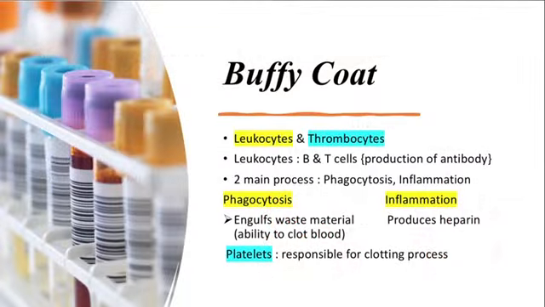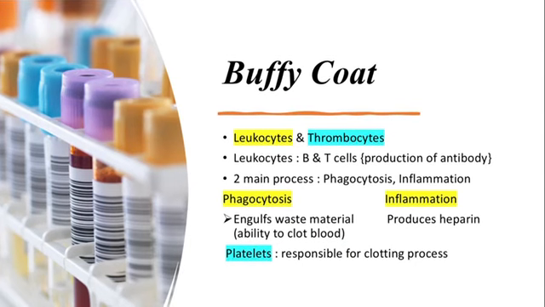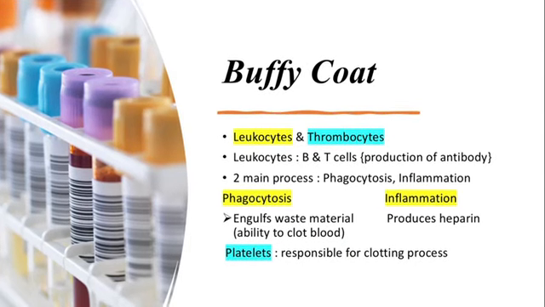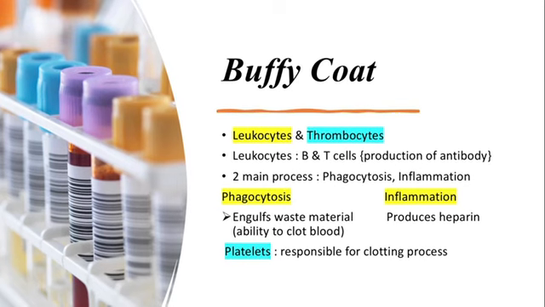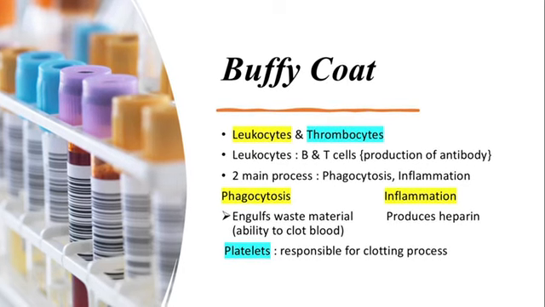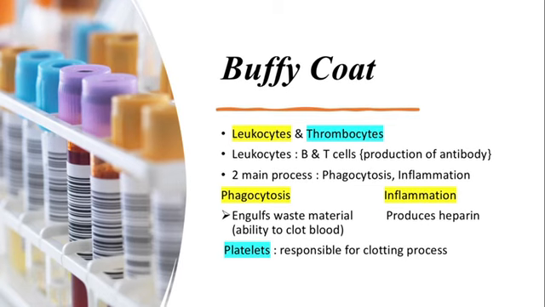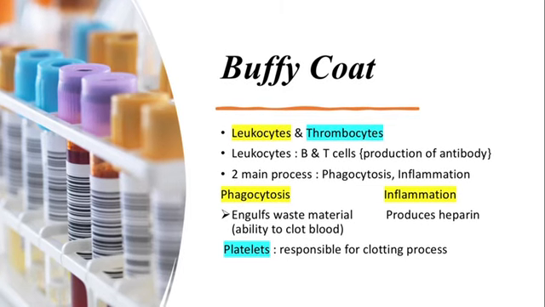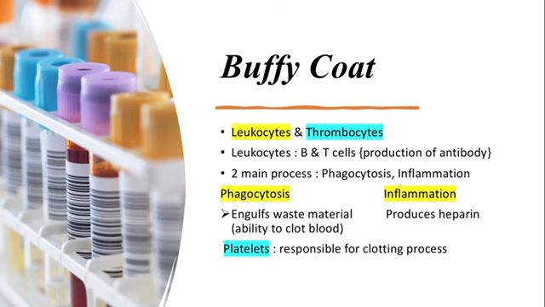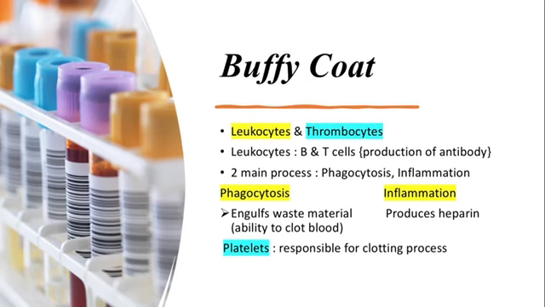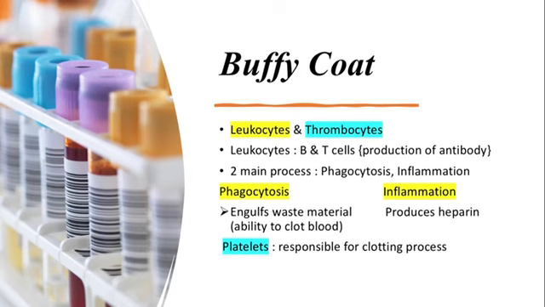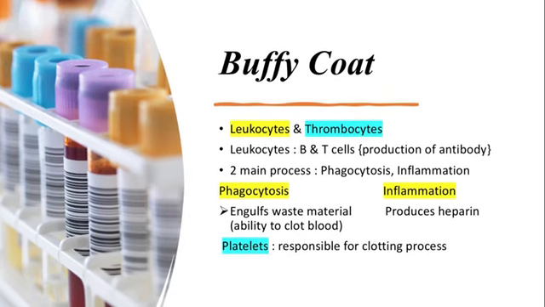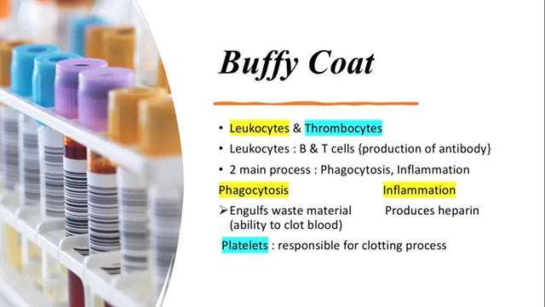Secondly, the buffy coat comprises leukocytes and thrombocytes, as I have previously mentioned above. Leukocytes can be categorized into 2, agranular and granular. Agranular consists of lymphocytes and monocytes, whereas granular consists of basophil, neutrophil, and eosinophil. B and T cells trigger the production of antibodies in our body.